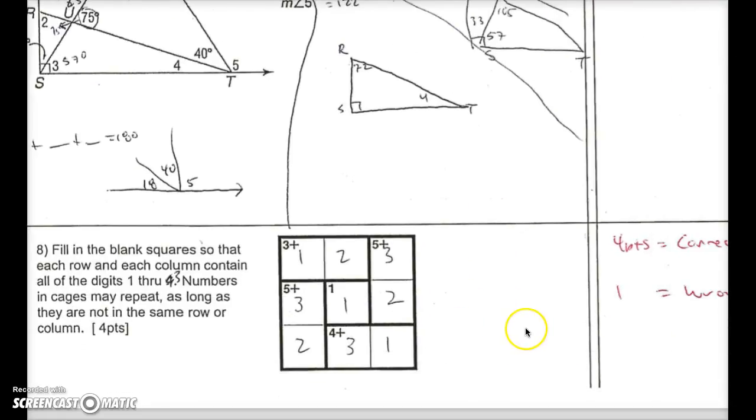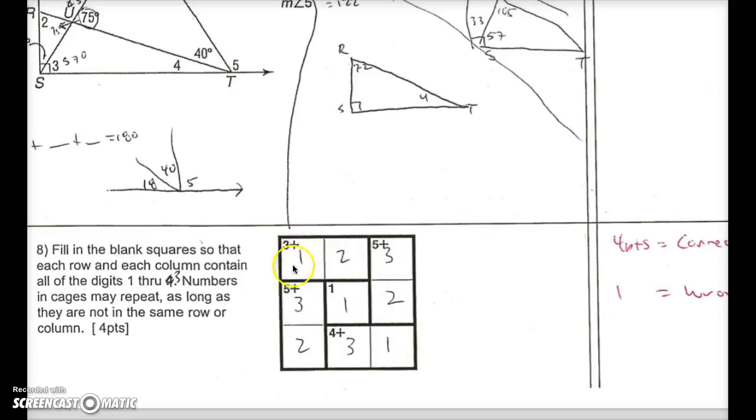And last problem, fill in the blank square so that each row and each column contain all the digits 1 to 3. Cross out 4 and 3, I told you guys. Numbers in the cages, the darkened areas, may repeat as long as they are not in the same row or column. So these are KenKens. All you have to do is put in the numbers. In this case, this is a 3 by 3, so only the numbers 1, 2, and 3. Remember, you cannot repeat any of the numbers in a row, which I'm showing you right there, or a column, that's going up and down.